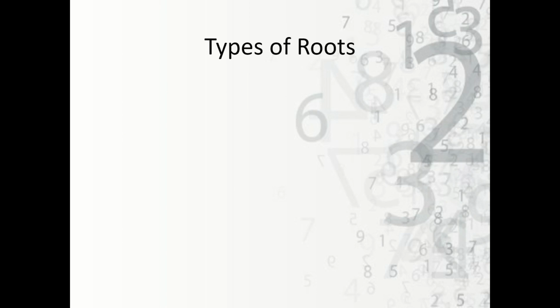Now, what are the types of roots? There's the square root, which looks like this, the square root of n, and it's some number times itself equals n. So for instance, the square root of 64 is 8 because 8 times itself is 64. So that's the square root.